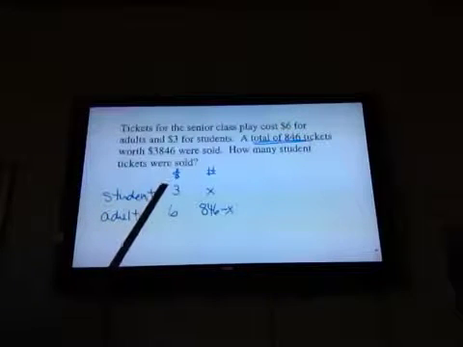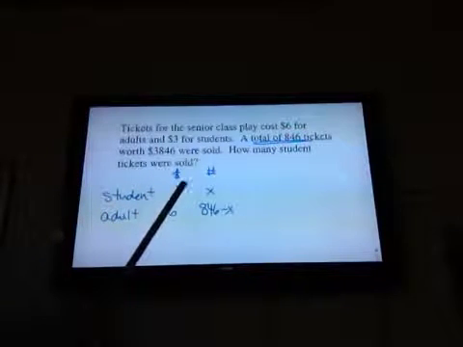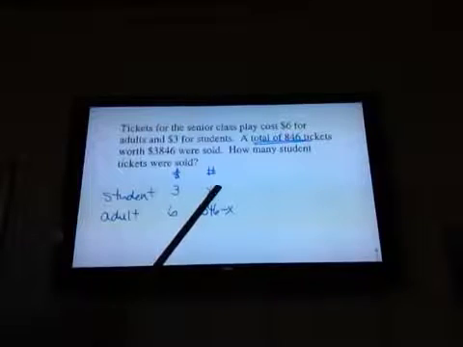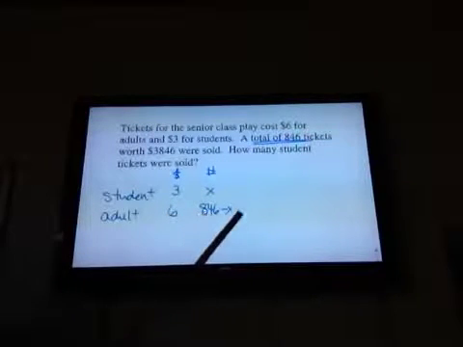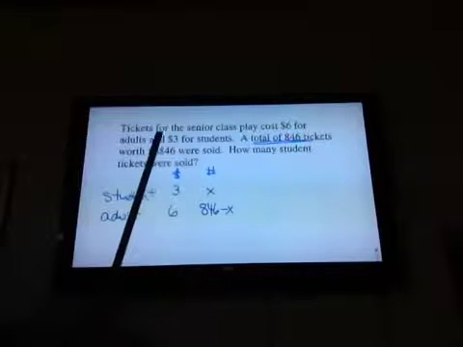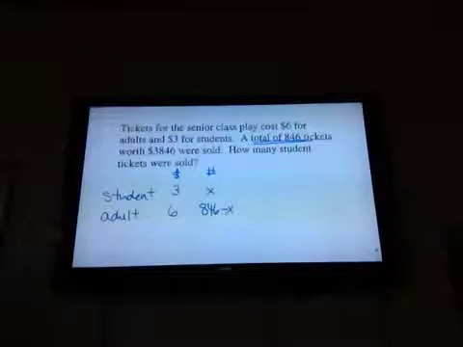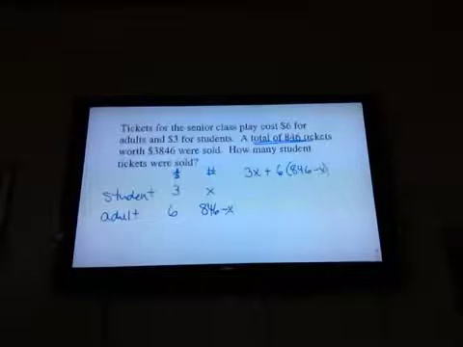So if I take $3 times every student ticket, that will give me a dollar amount. $6 times every adult ticket will give me a dollar amount. Those two together should bring me to my $3,846. So $3 for every student ticket, $6 for every adult ticket equals my $3,846.